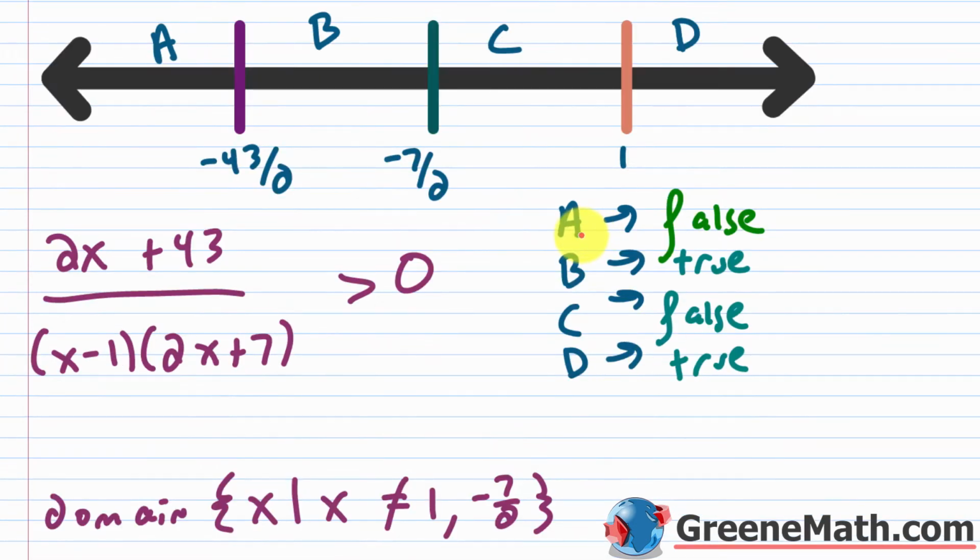So for the solution, we know nothing in A works. In B, we're working here. So basically, x is greater than -43/2 and less than -7/2. C, nothing works again, and then D, things work. So I'm going to put or here, x is greater than 1. Now, we already said that these critical values are all excluded because this is a strict inequality, and then also x can't be 1 and x can't be -7/2 because we get division by 0.